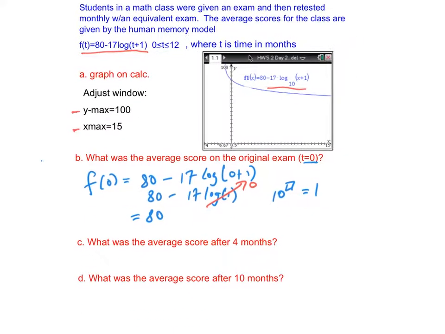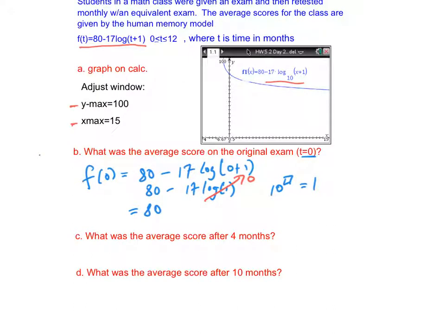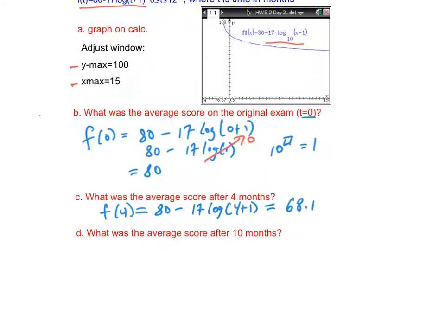Letter C said, what was the average score after 4 months? In this case, we're going to use our model again. We're going to find out what f of 4 is. Now we're going to have to use the calculator. We can use the table mode, or we can just enter these values in the calculator. So f of 4 is 80 minus 17 log of 4 plus 1. If you enter that in your calculator, you'll get about 68.1.